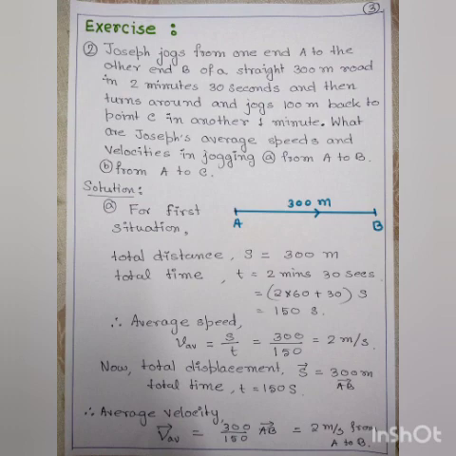If you don't use the vector sign, then also okay, you can just measure the value, it's also okay for you. So what we get here, for the first situation, average speed and average velocity are both the same in magnitude, that is 2 meter per second.